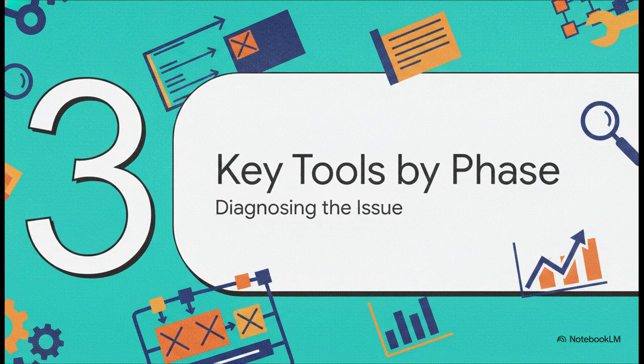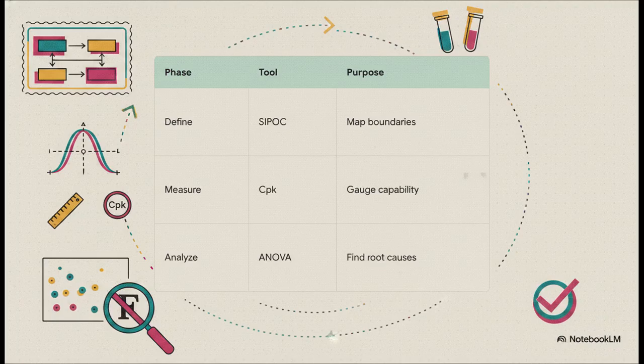Let's see how we actually run this diagnosis. Think of these statistical tools as the lab tests that prove your diagnosis beyond a shadow of a doubt. In the define phase, you might use a SIPOC diagram to clearly map the process boundaries so you completely avoid scope creep. In the measure phase, you're calculating CPK, that's a process capability index, to see if your system naturally meets customer tolerances. And in the analyze phase, you hit them with ANOVA, or analysis of variance. This statistically proves which root causes actually matter, rejecting false assumptions with pure mathematical certainty.